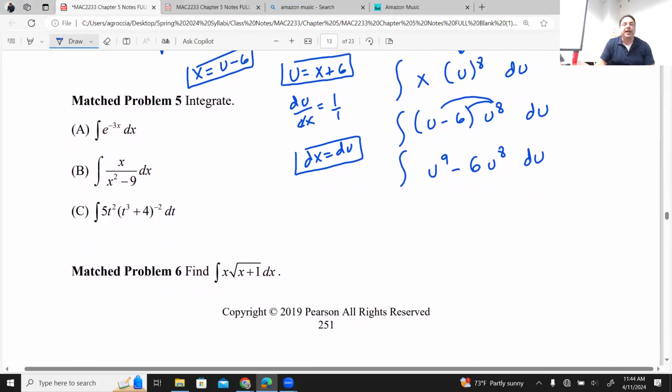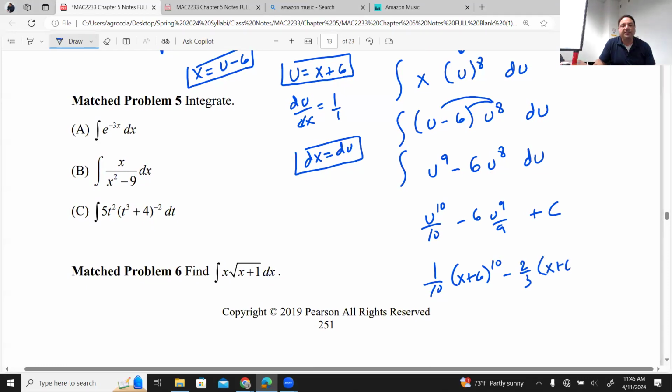So the integral of u to the 9 is u to the 10 over 10. The minus 6 stays in front. The integral of u to the 8 is u to the 9 over 9. Don't forget your plus c. This will clean up to 1 over 10. And instead of u, that's x plus 6 raised to the 10. Minus 6 over 9 simplifies to 2/3. x plus 6 raised to the 9 plus c.